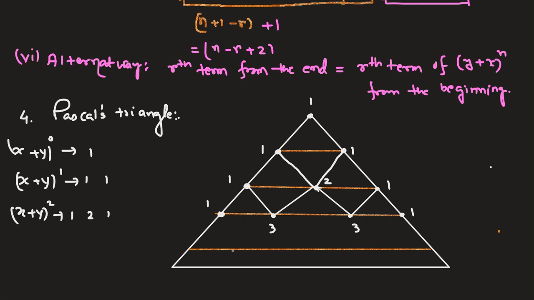Now again here 1, here 3, so you are getting 4 here. So this should be like that. Here 3 plus 3, 6, put 6 in the middle. So these are the coefficients of x plus y whole power 4. When you expand, you are getting this one. Now 3 plus 1, 4, put 4 here.